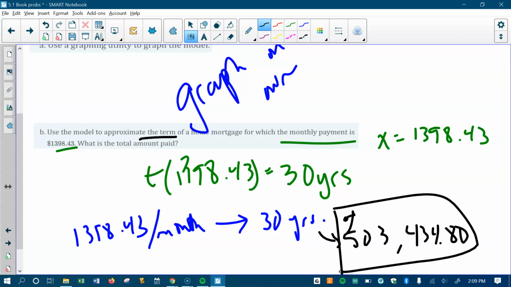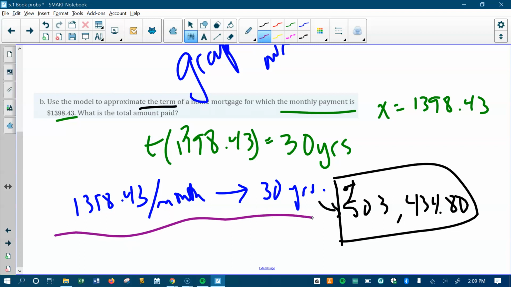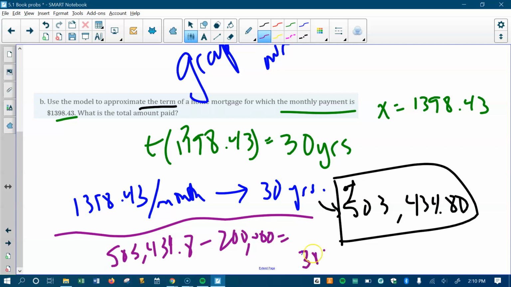Notice how much over that is for 200,000. So we overpaid by a lot, and what we're paying is interest. This is helpful information for you when you're much older: when we take that 503,434.80 and subtract the 200,000, that is how much we paid in interest, which is 303,434.80. So we paid more than the house was worth on just interest. That is not good. Okay, let's go to C.